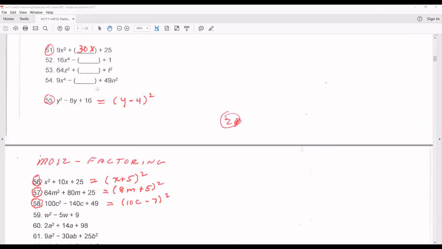Number 51, 30x is the number that makes this thing a perfect square, because you got a 3x and a 5 on each end. And 2 times 3 times 5 is 30. Okay, number 55. This factors into y minus 4 quantity squared.